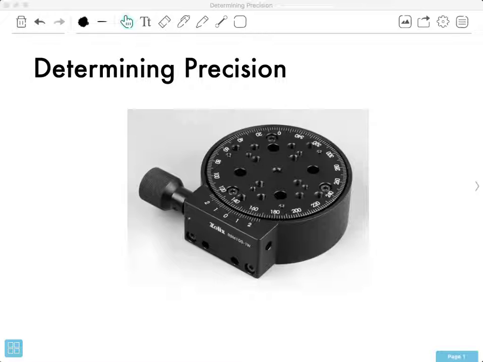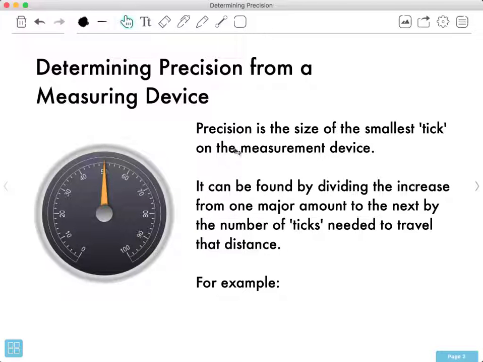And in this video, we're going to look at how you determine precision when you're looking at a device like this, although this is a little bit too hard for what we want to do. So just as a quick reminder, precision is the size of the smallest tick on the measurement device. It is also the smallest value if you're given a measurement. We'll look at that in a couple of slides. We'll start by looking at a device and seeing how big the smallest tick is.